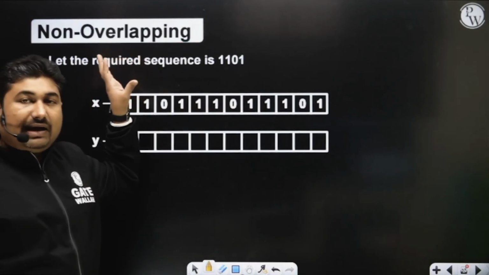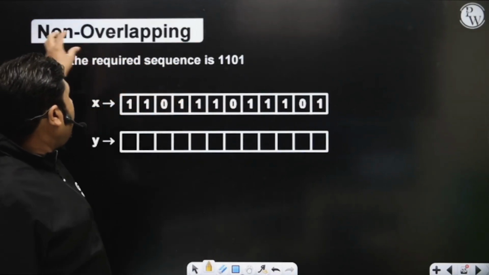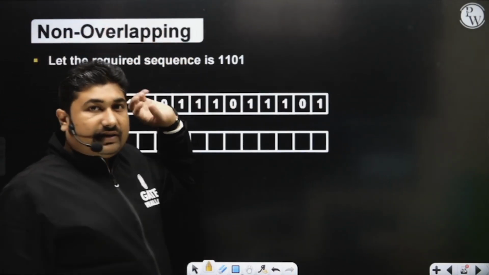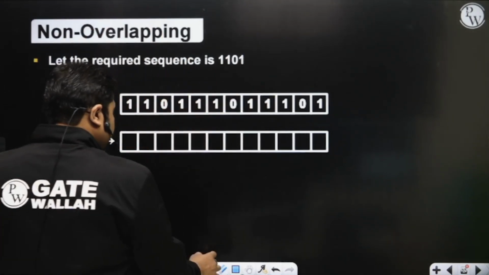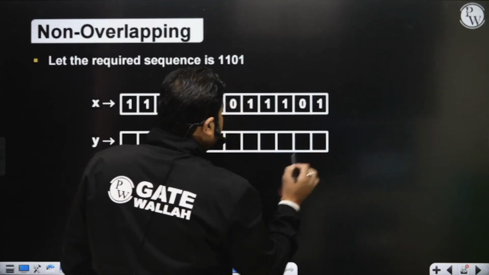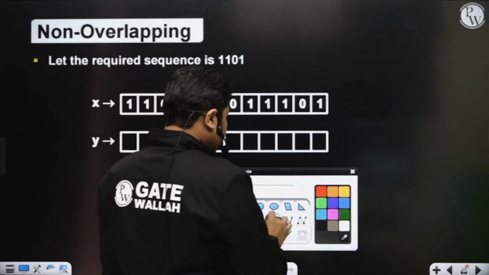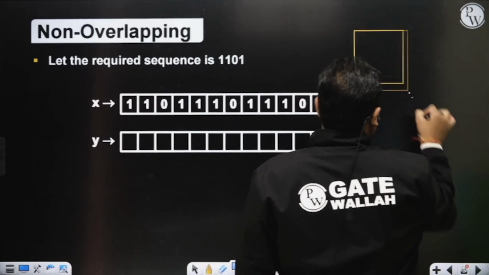First, I want to discuss the non-overlapping sequence detector. Non-overlapping means what? Please observe here. We have a sequence detector here.